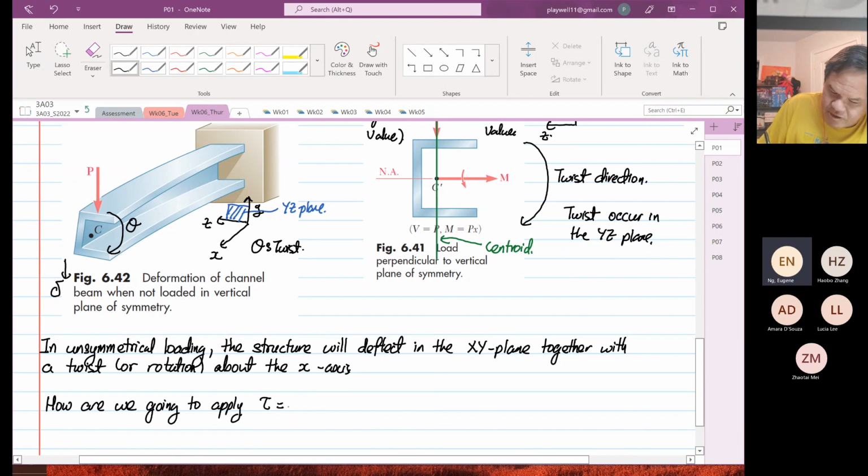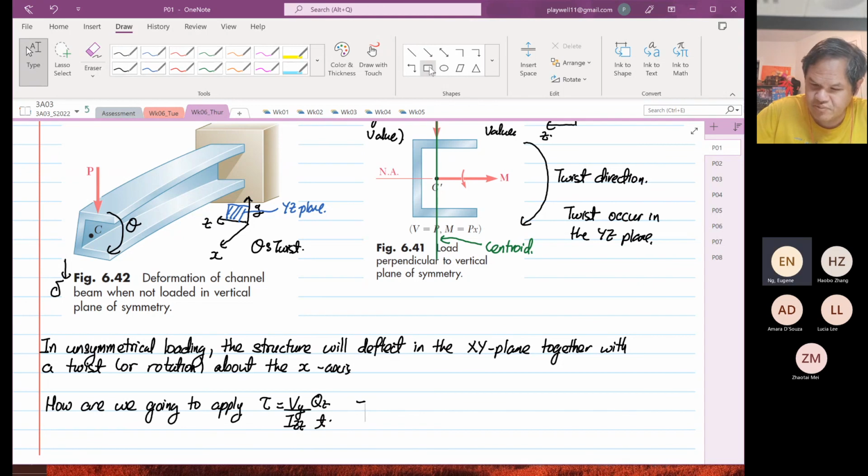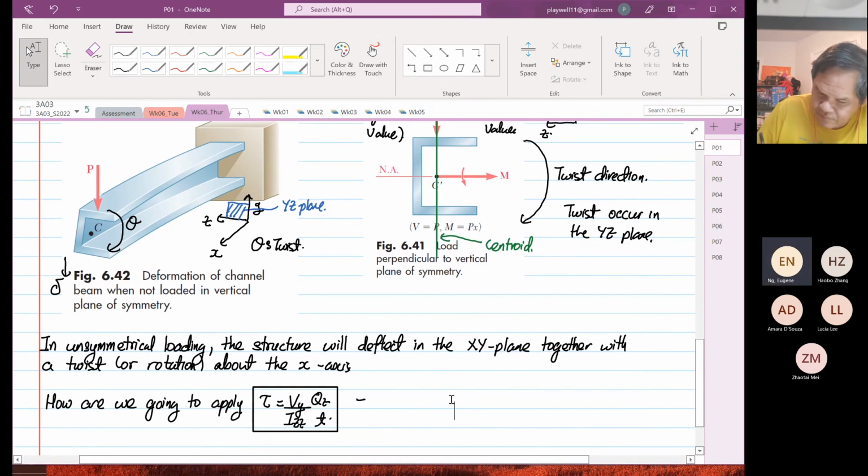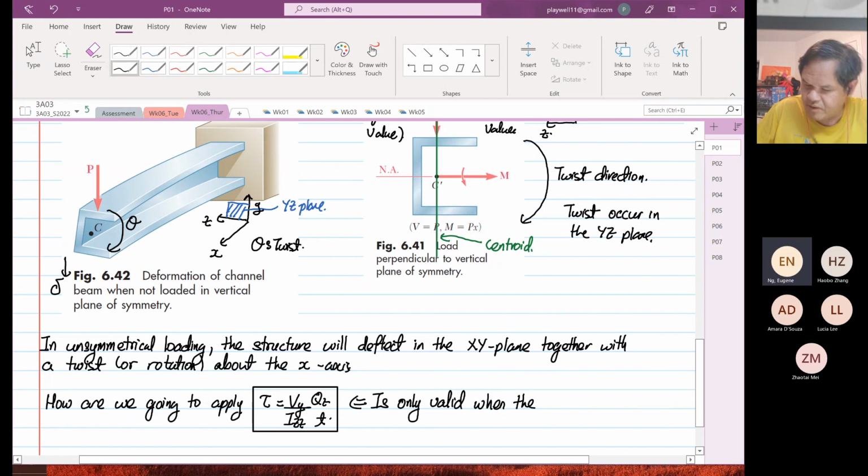the formula shear stress is equal to Vy over Izz, Qz divided by t? What do we mean? How are we going to apply it? This formula that you see over here is only valid when there is linear deflection without the twist. This is only valid when you have a linear deflection without a twist.